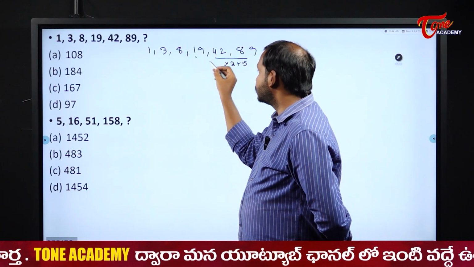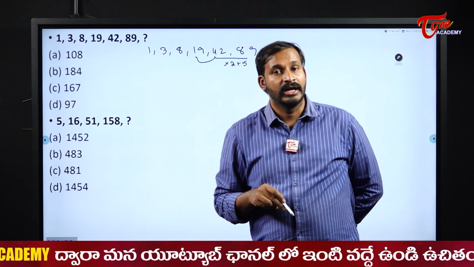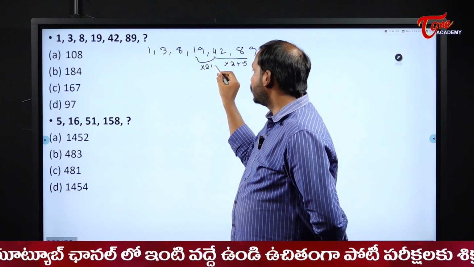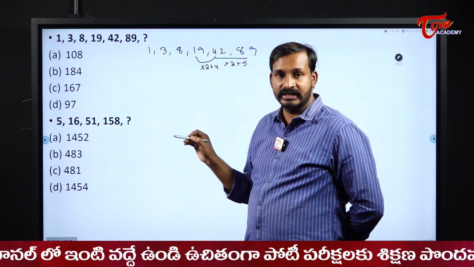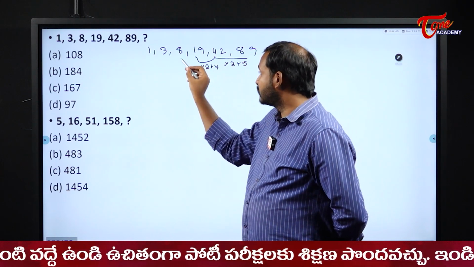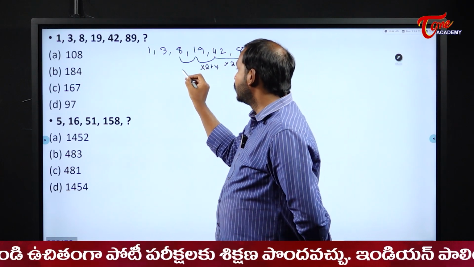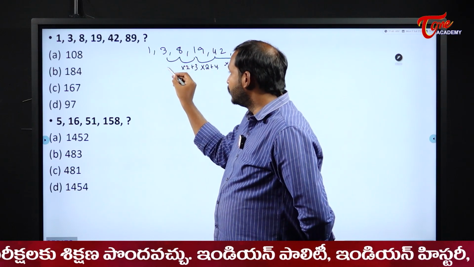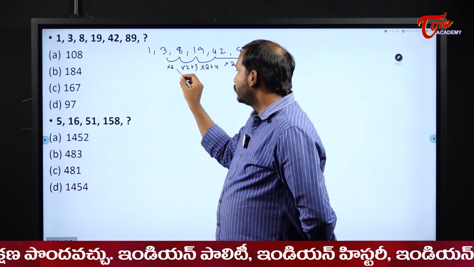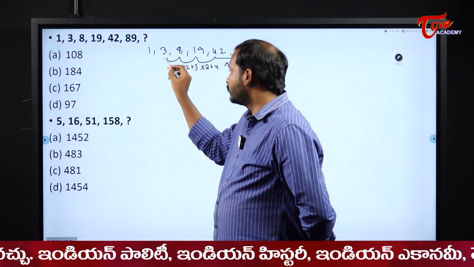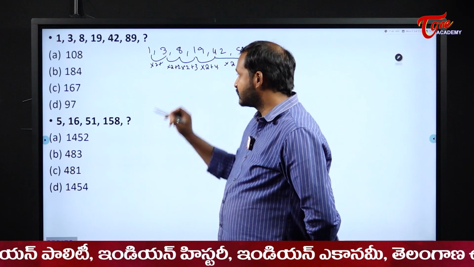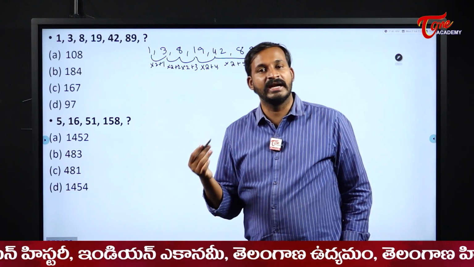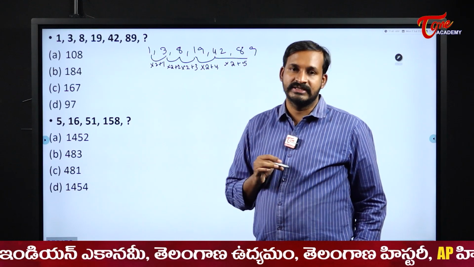Now I will try to check the same logic with 19 and 42. 19 twos are 38 plus 4, right? Okay, now I am getting a logic here. See 4, 5. Then I will check whether it is plus 3 or not. Times 2 plus 3. Yes, it is satisfying. Next, times 2 plus 2. Yes, this one is also working. Next, times 2 plus 1. Yes. So that means each number is multiplied by 2 and then added with 1, 2, 3 and so on successively.